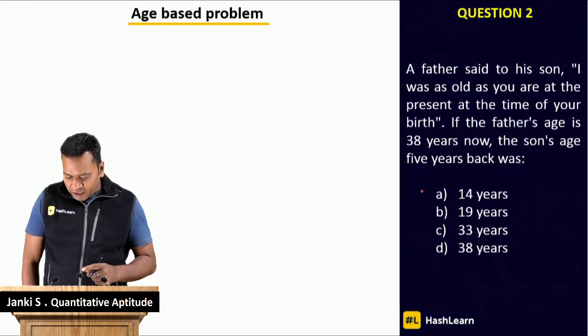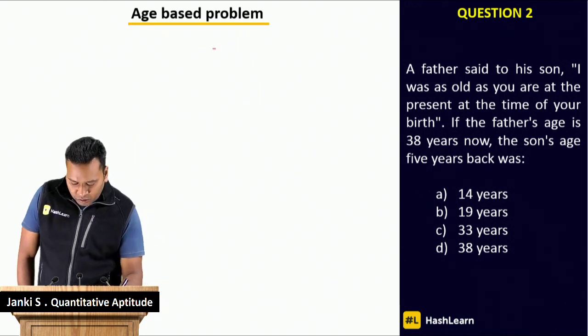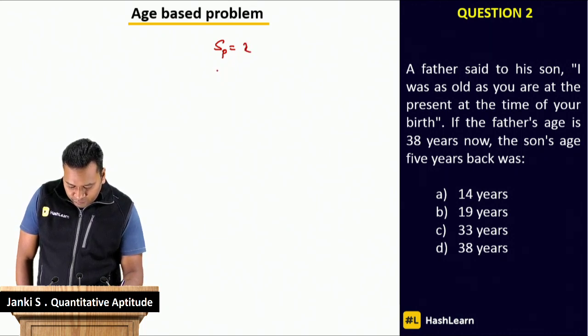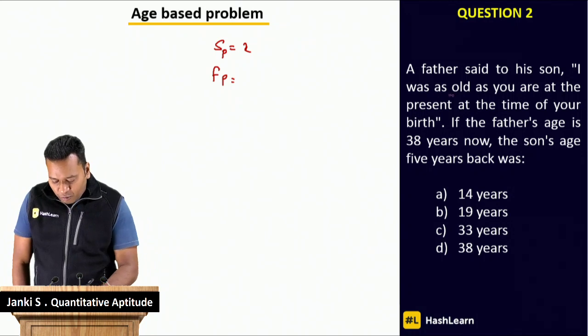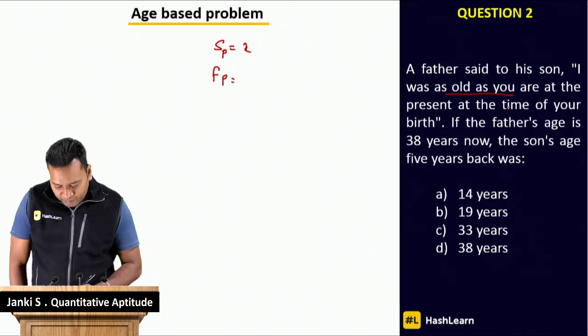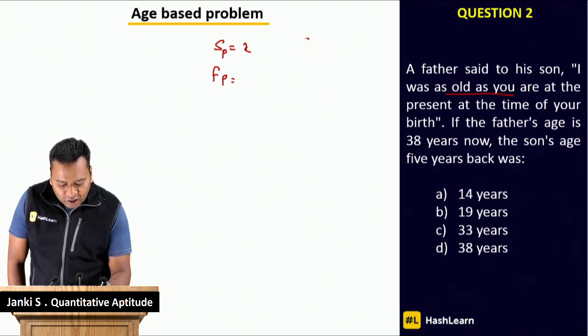Find the father's age. If the father's age is 38 years now, what was the son's age 5 years back? A father said to his son, "I was as old as you are now at the time of your birth." So suppose the son's present age is equal to x. Can you identify what the father's present age will be?